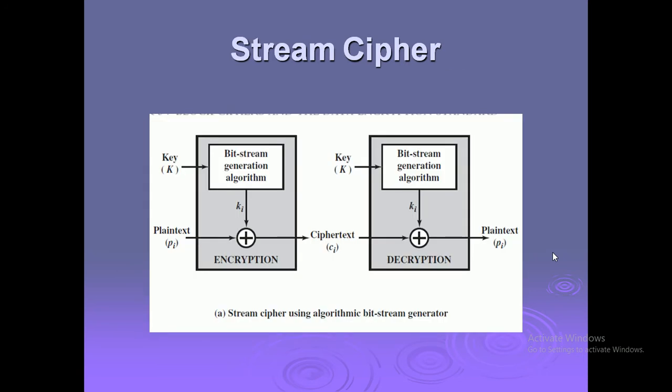This is the diagram of stream cipher, where this is the encryption process in which the plain text Pi is XORed with the key Ki, and the key is generated by a bit stream generation algorithm. The output of the encryption algorithm is a ciphertext, and then in the decryption process the ciphertext is XORed with the key Ki and the output is plain text.